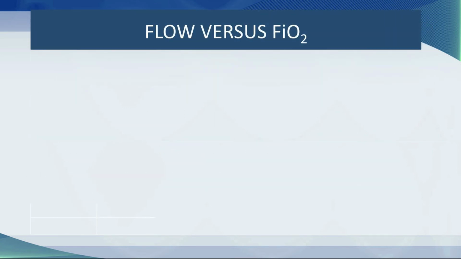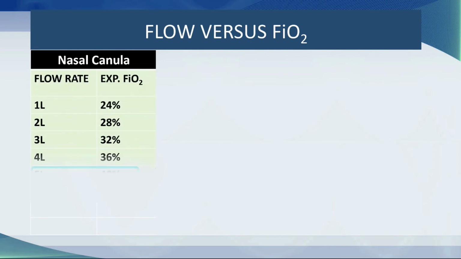Now, if we look at the 3 different devices that we have discussed in this tutorial, we can plot the flow rate against the expected FiO2. So if you look at the nasal cannulae, and that was the first device that we looked at, remember, it starts at 20% and there's 4% for every additional liter. With 5 liters of flow, the patient will get 40% oxygen.